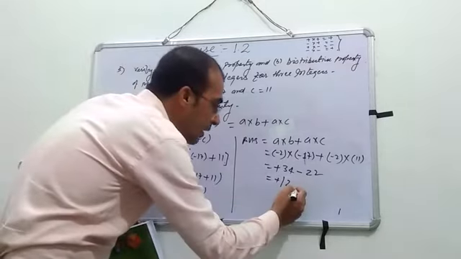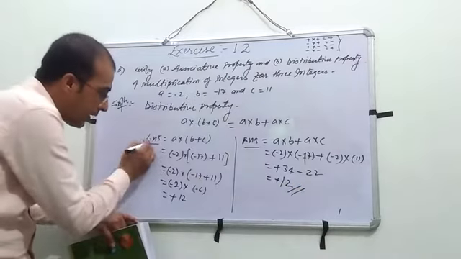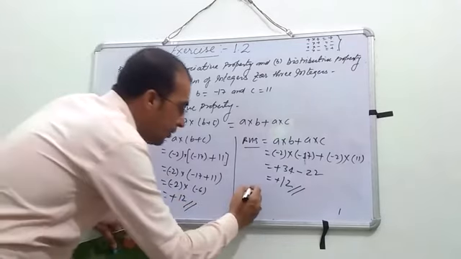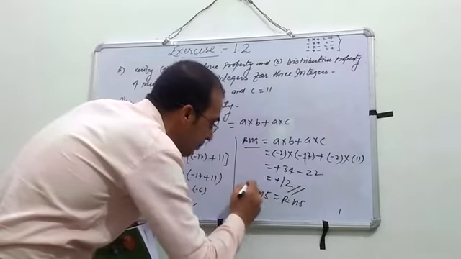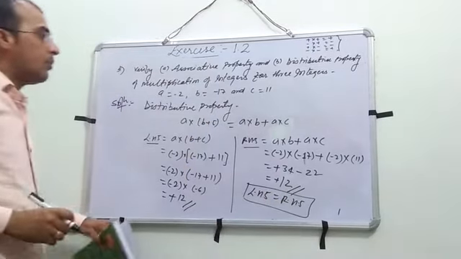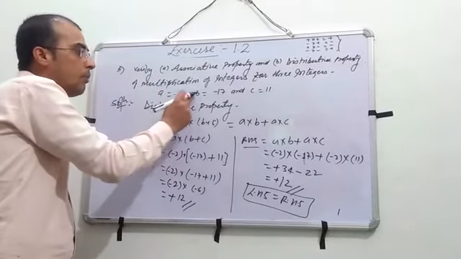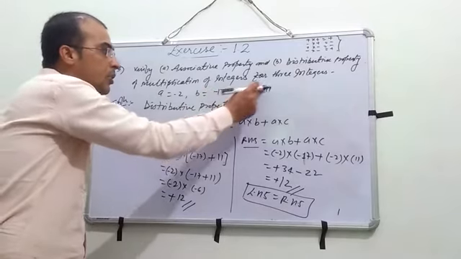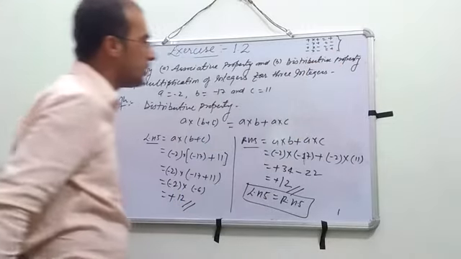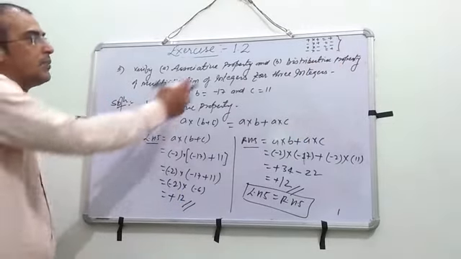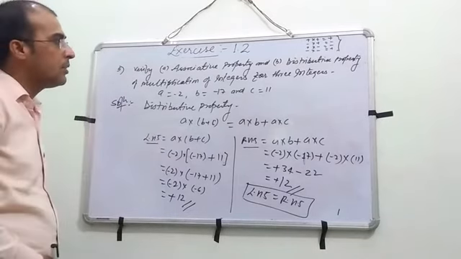So you can say that LHS equal to 12 and RHS equal to 12. Therefore LHS equal to RHS. It means that we can say A equal to -2, B equal to -17 and C equal to 11, it is true for what? Distributive property. It means we can say that it is verified. Is it clear? So this is the second part of this question.